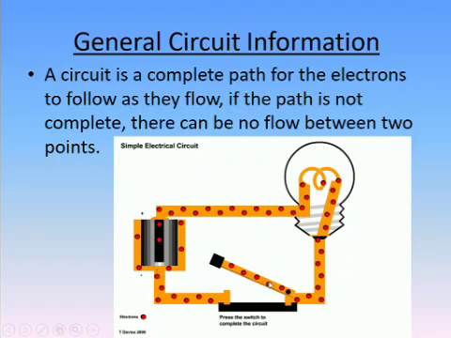Also, here we have a switch. The switch is open. The switch can open and close an electric circuit. Here, since the switch is open, the bulb will not light. As you can see, the red points represent the flow of electrons.